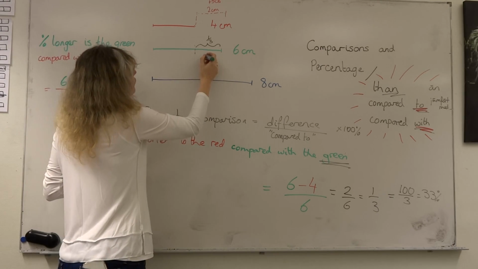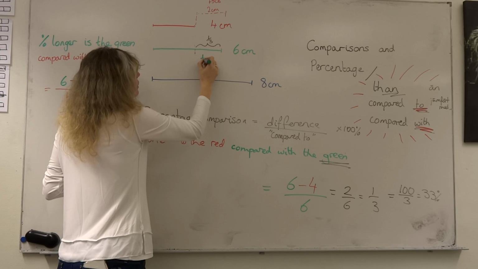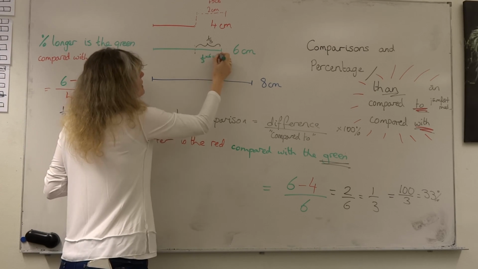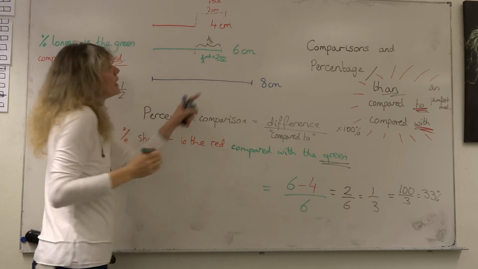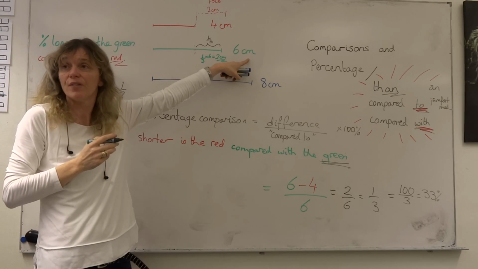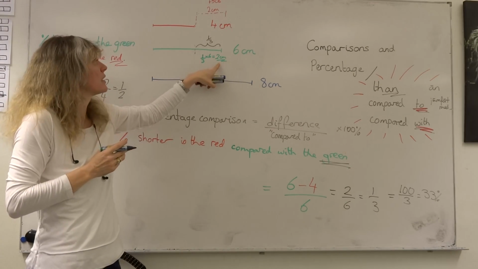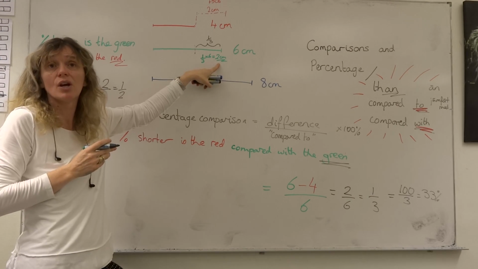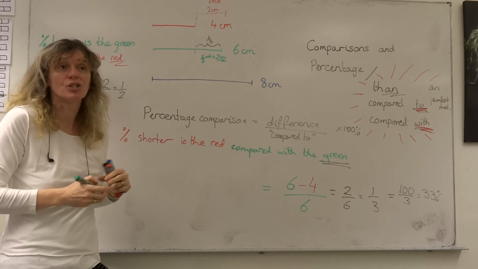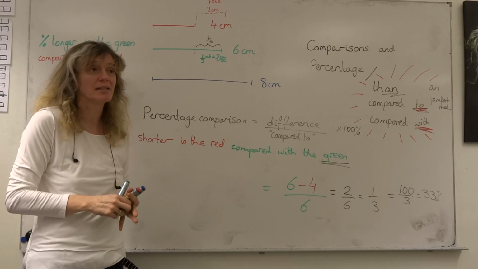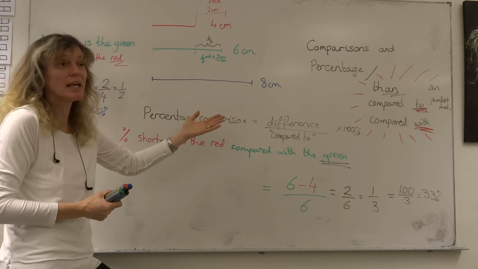We have to get back to 4 by taking a third of 6 centimeters. We have to take away 2 centimeters. It's only a third because a third of 6 centimeters is 2 centimeters. So what you're comparing it to gives you such big different answers. It looks like we're doing the same thing here, doesn't it?